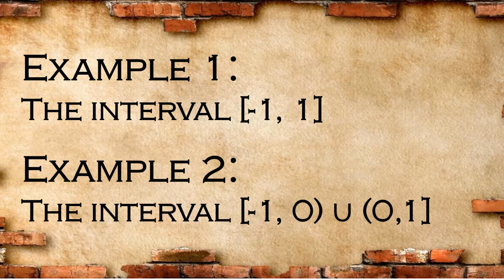Here are the examples for the theorem that we have just proven. The interval closed from -1 to 1 is closed because it contains all its cluster points. And for our example 2, the interval closed -1 open to 0, union with the interval open 0 closed to 1. Still, it is a closed set because it contains all its cluster points.